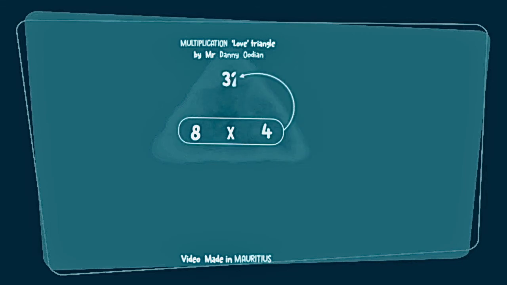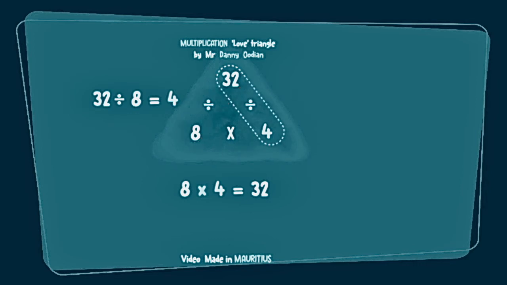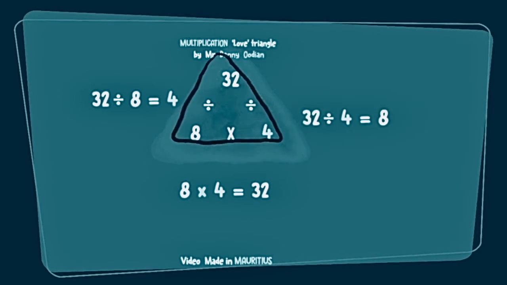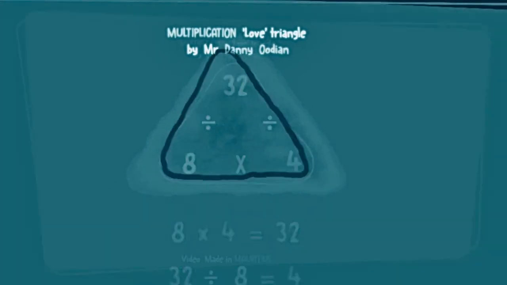Eight times 4, 32. But 32 divided by 8 is equal to 4. Similarly, 32 divided by 4 is equal to 8. So, 32, 8, and 4 make a multiplication triangle.